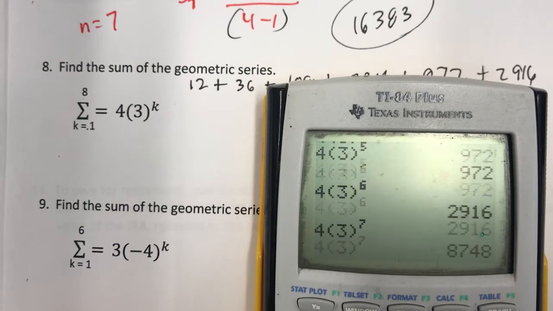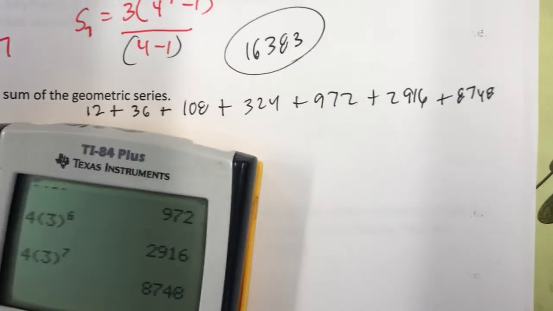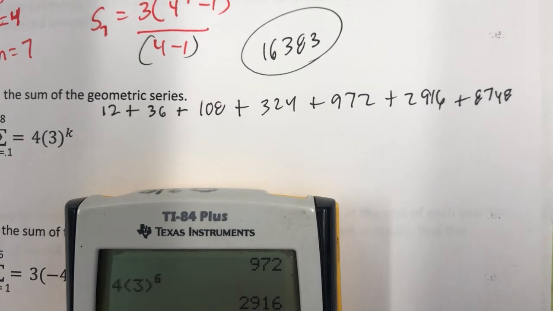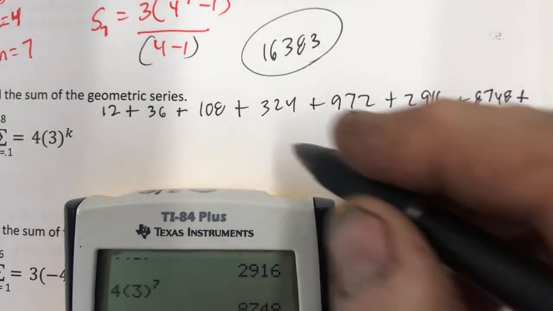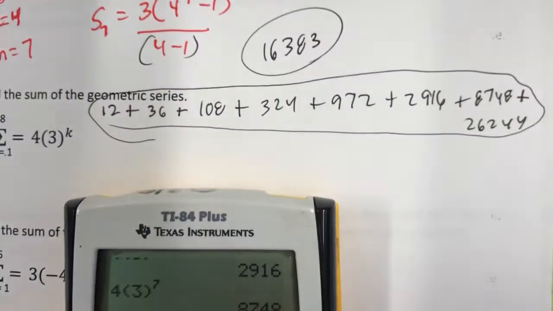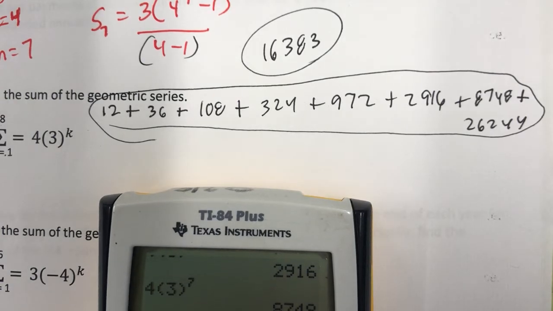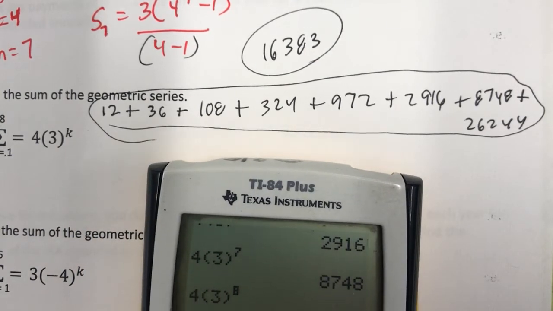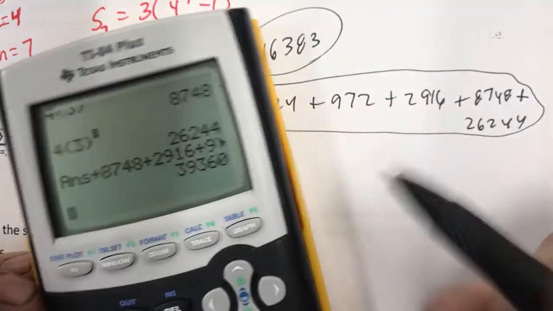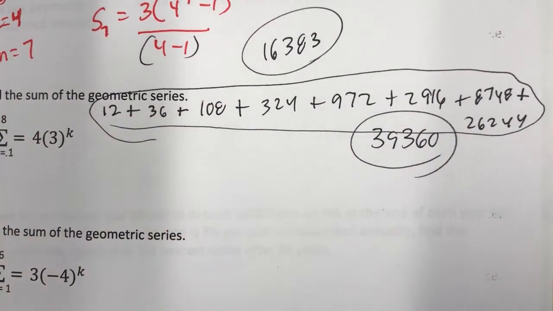Change it to a 7. That's 8748. I'm running out of room here. And then the last one is right down here, 26244. All right, so here's my 8 numbers. If I add those up, I'm going to punch those in real quick. All right, there you go, 39,360. So when I add up all these terms from this sequence, I get 39,360.